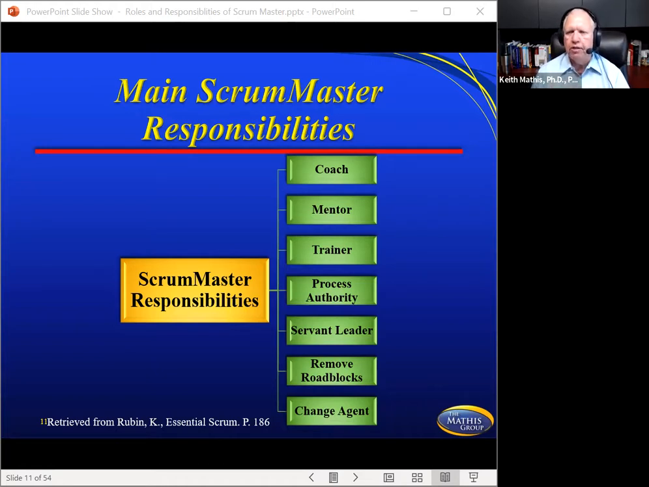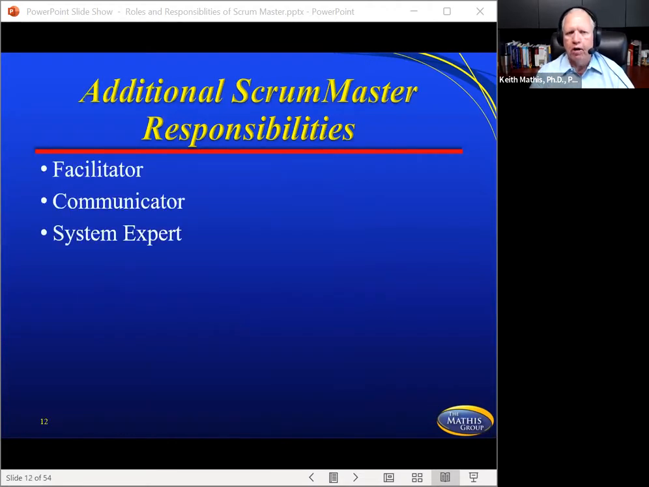Change agent. Now, change agent sometimes might actually be falling into the customer role because of what the customer is wanting and what they're driving based on the features, the functionality, the user stories, whatever it is the customer is wanting, and the product owner is putting them in the proper order. And so change agent might be a little bit off, but overall, I liked what he said here, because I do think these are the hats Scrum Master is starting to wear. Now, there's some additional Scrum Master responsibilities, and so let's hit these three: facilitator, communicator, system expert.